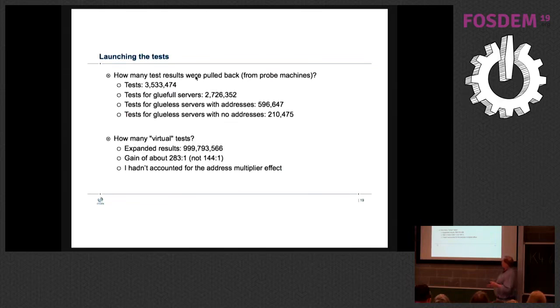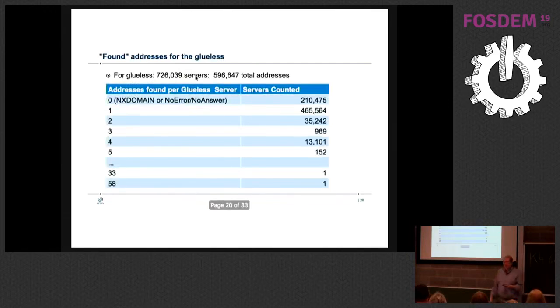Now, when I expanded back by saying for this name server, all the zones, I multiplied it, that was almost 1 billion things tested, 999 million, and so on. That was a 283 to 1 expansion. I had forgotten about addresses multiplying in there. I was able to do all the parsing and take all the data in 24 hours, which I find important because it's fresh. Analysis took another day or 2, but at least the data was all pretty fresh from the zone file.